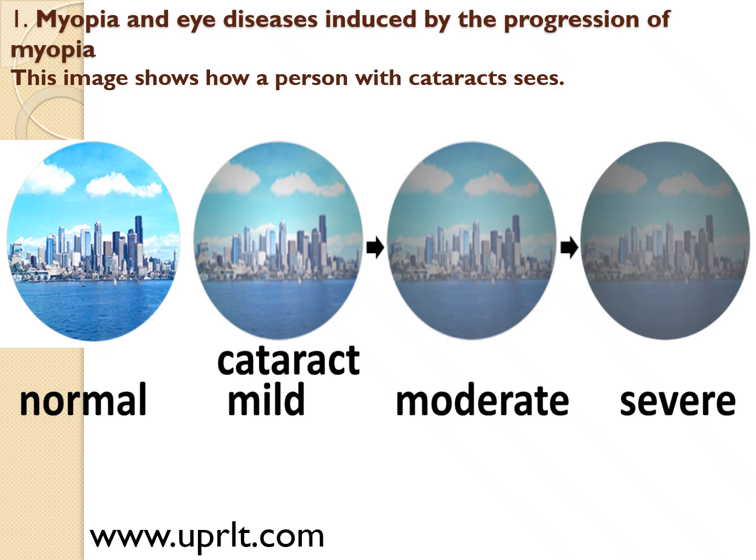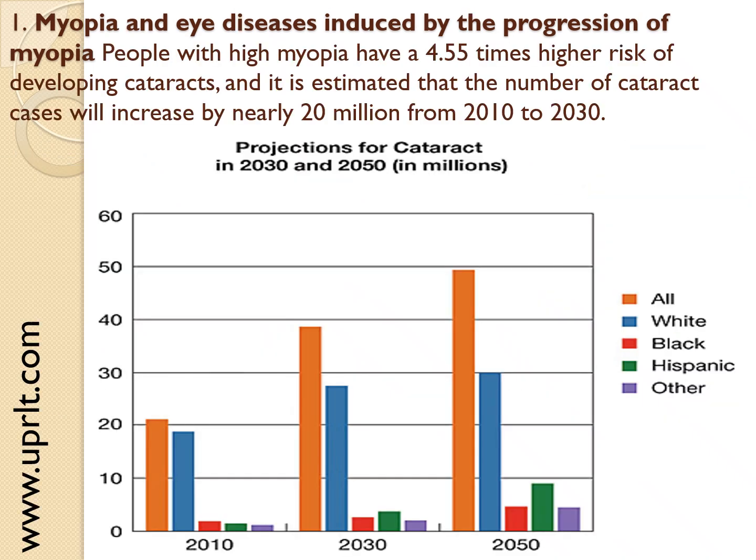This image shows how a person with cataract sees. People with high myopia have a 4.55 times higher risk of developing cataracts, and it is estimated that the number of cataract cases will increase by nearly 20 million from year 2010 to year 2030.